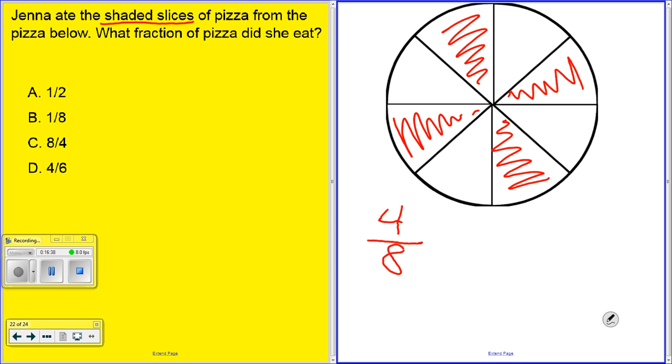Wait, I don't have that answer choice. Am I going to raise my hand and say, Miss Miller, the right answer is not on here? No, because there's always a right answer. You are not going to tell me that Susie is wrong. There is a right answer.